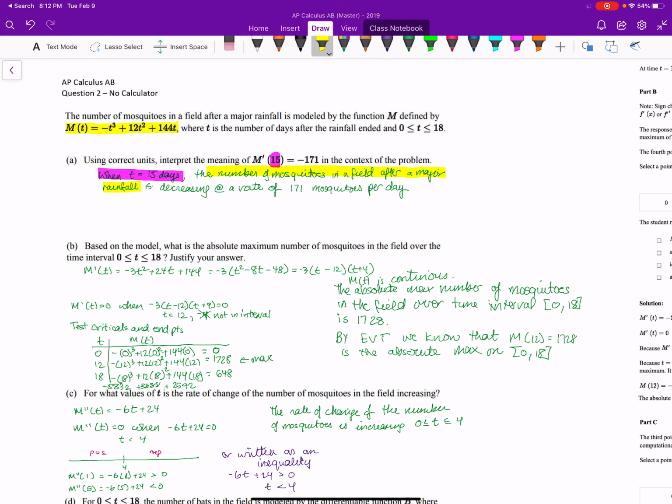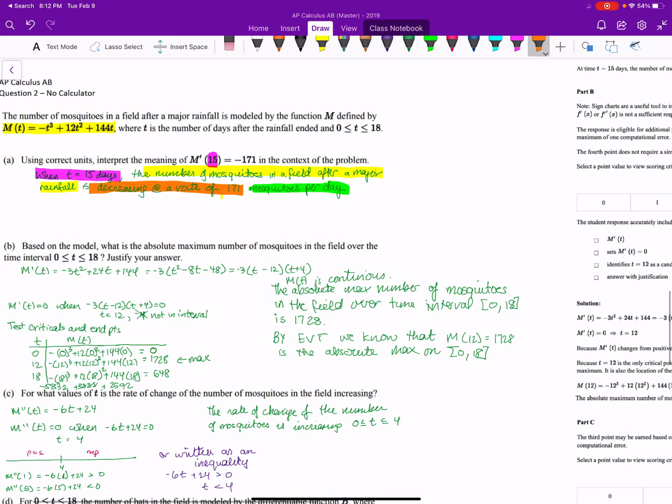So either you would say changing at a rate of, that would work, and if you say changing at a rate of, then you would have to say negative 171. If you're saying decreasing at a rate of, then you use a positive here. And then you need to have the units as well. So here are the units, mosquitoes per hour. Not mosquitoes, it's a rate, right? And I can use this color here. So these are the 4 major things that have to be there like we discussed.